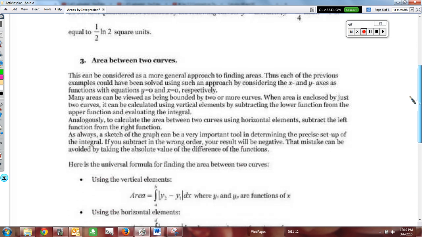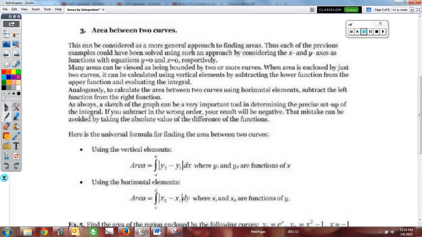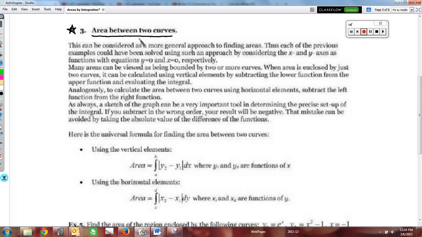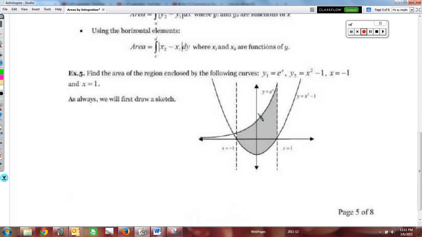All right, and then this is the third option, and again, we're mostly previewing just to get the idea of what happens now if I want the area between two curves where I do not have an x-axis or a y-axis involved in the problem. I have two different curves that I'm trying to find the area between. Well, the idea is we're going to use essentially the same idea. Like in this example right here, your first decision that you're going to have to make is whether you're going to do vertical rectangles or horizontal rectangles.